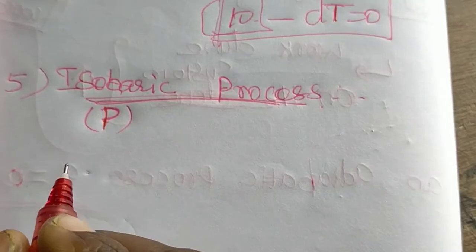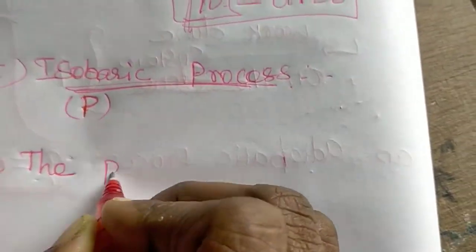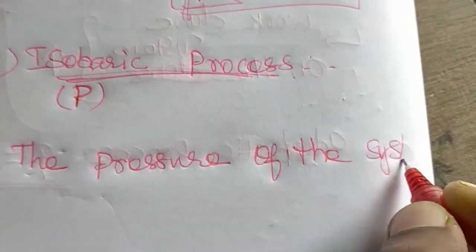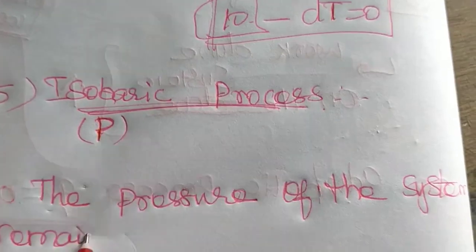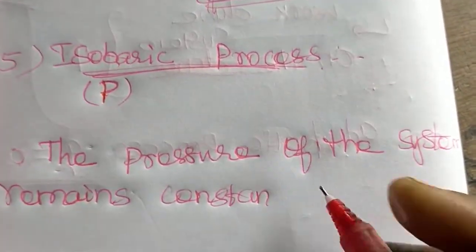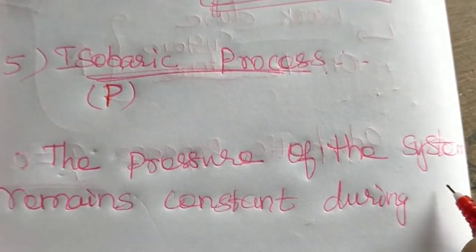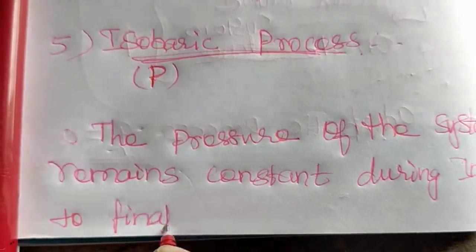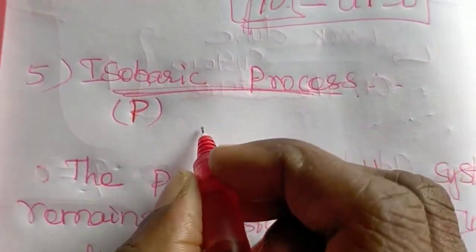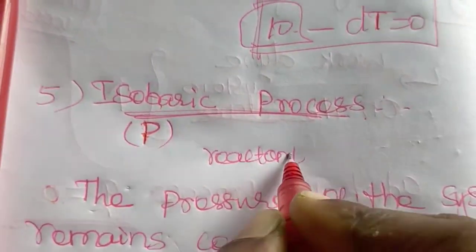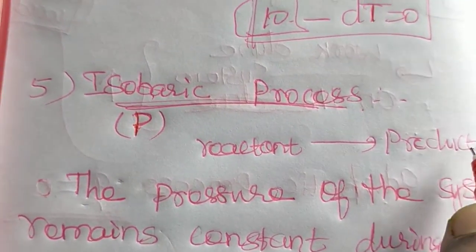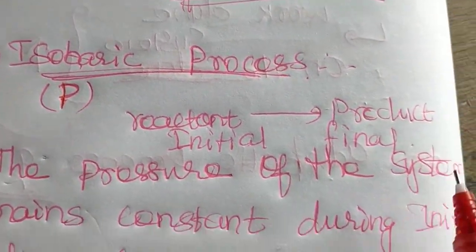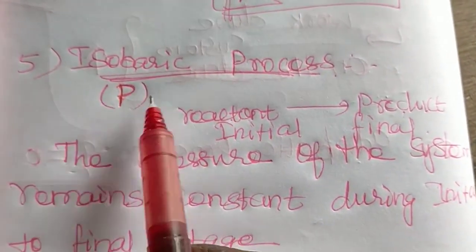So what is an isobaric process? It is defined as a process in which the pressure of the system remains constant from the initial stage to the final stage.